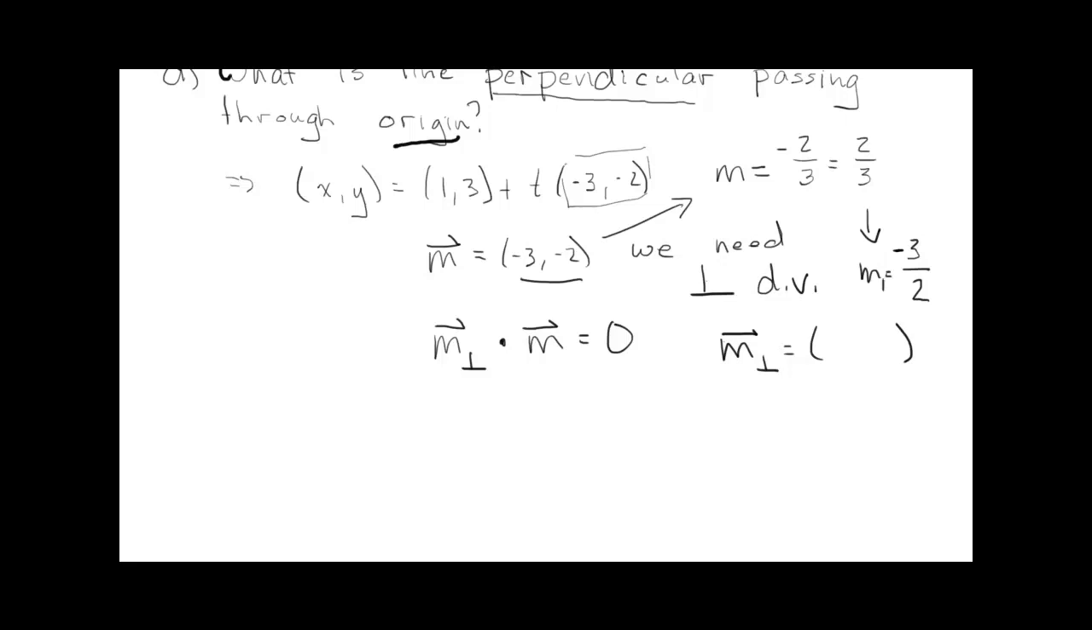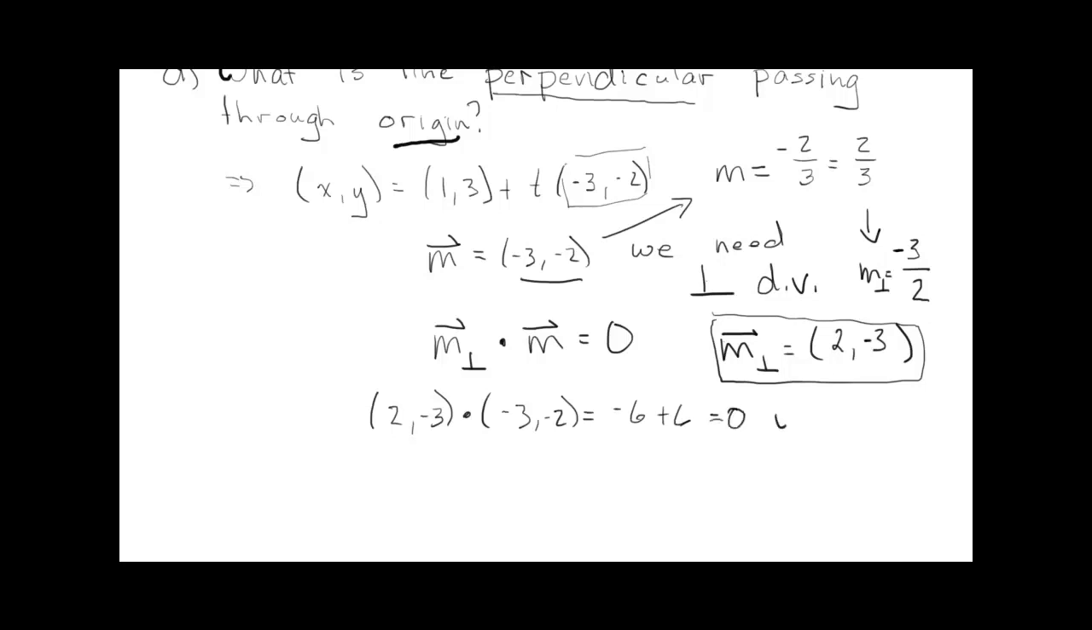So instead of flipping the fraction, we'll just flip the x and y, and then change the sign of one of them. So in this case, I change the sign of the 2. So this is my perpendicular vector. And if you want to check that this is perpendicular to this, just do the dot product. So 2, negative 3, dot negative 3, negative 2 is equal to negative 6 plus 6 equals 0. Therefore, good, perpendicular. Okay, so our line will be, we know the direction vector, plus t times 2, negative 3. T is a real number.